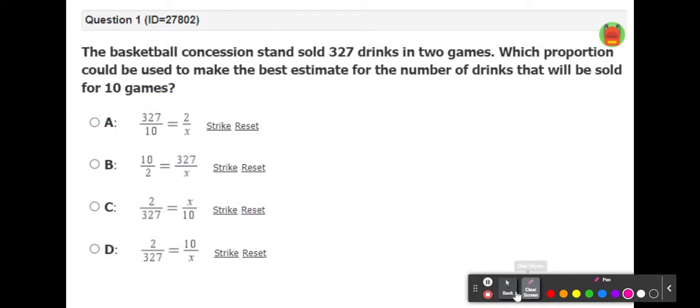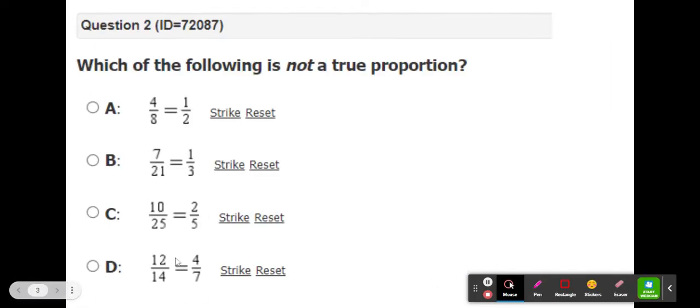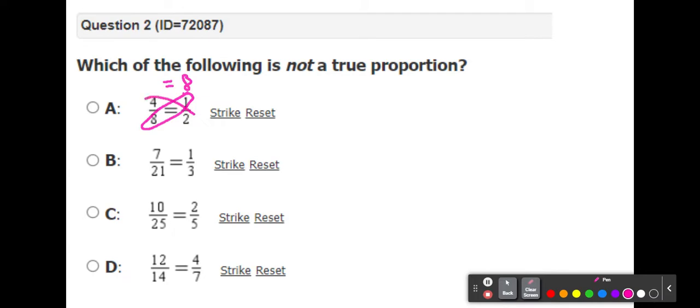All right, let's look at number 2. Which of the following is not a true proportion? So for this one, you just needed to cross multiply, because a proportion is when two fractions are equivalent to each other. And so we learned that when you do this times this, it should equal this times this in order to be a proportion.